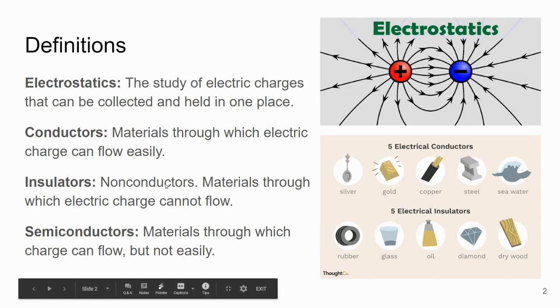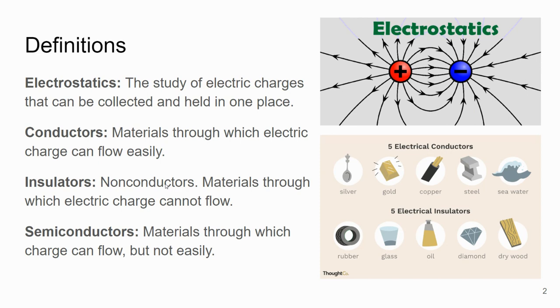And then you also have things called semiconductors. These are materials through which charge can flow, but not easily. And these ended up being extremely important in all of the electronics and the technology we started making in the 20th century. Things you can do with semiconductors.